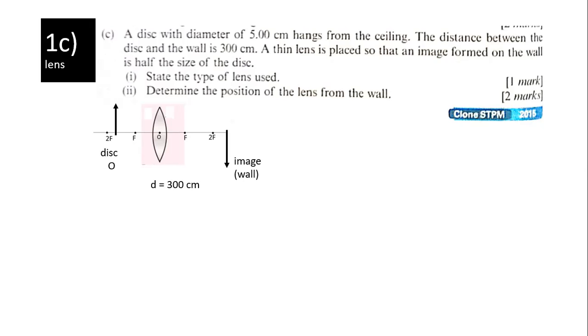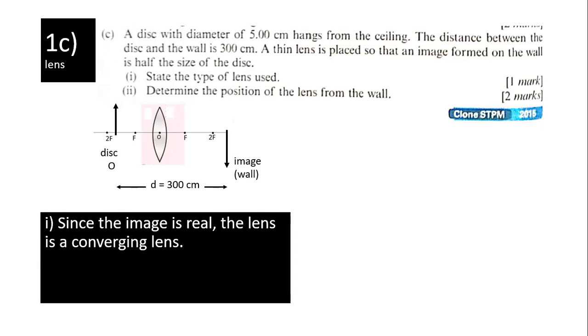That's your object. That's your image. You want the image to be on the wall. To be real, it must be a converging lens or convex lens. Okay. Since the image is real, the lens is a converging lens.